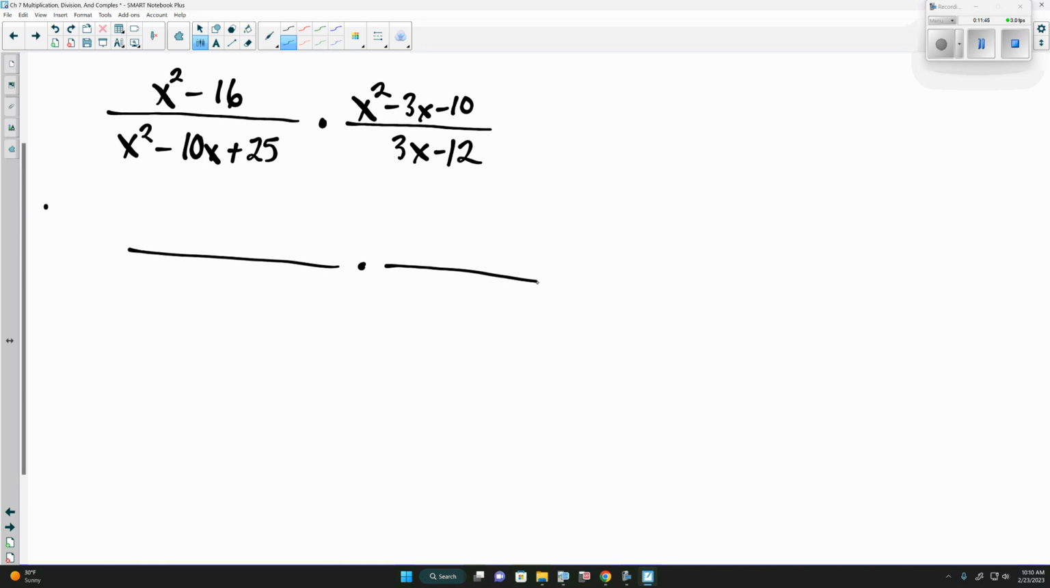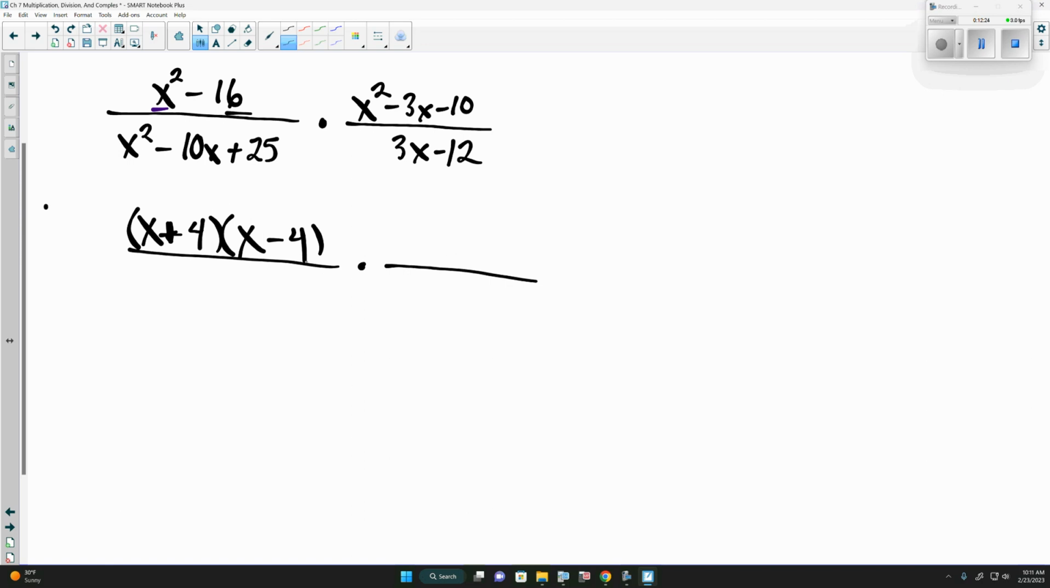Now, which one I would factor first is kind of a close tie between the numerator of the first rational expression and the denominator of the second. Because the numerator of the first, x squared minus 16, is there a greatest common factor? No, but what do we know about x squared minus 16? It's a difference of perfect squares. So we're going to have plus and minus. Factors of x squared are x and x. And 16 is 4 and 4. So x squared minus 16 is x plus 4 times x minus 4.